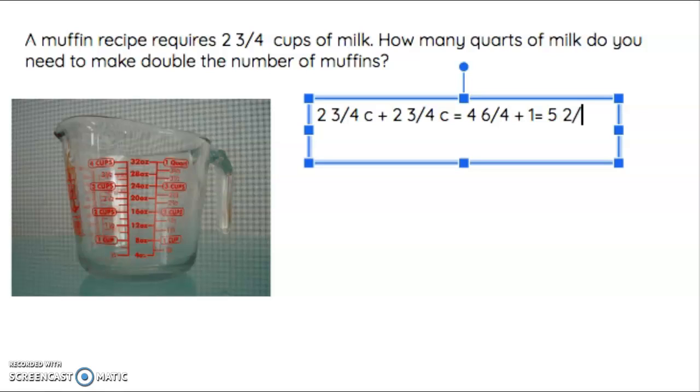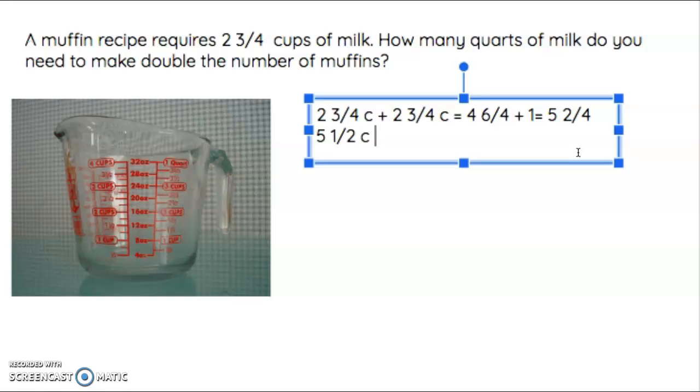and 2/4. Well, I got the 2/4 because when I subtract 4 from 6, I have 2 left over. So that's where I got my numerator of 2, and my denominator stays the same because I'm still working with those fourth pieces. So now I can simplify this even more, because 2 can go into 2 one time, and it can go into 4 two times. So my final answer is going to be 5 1/2 cups.